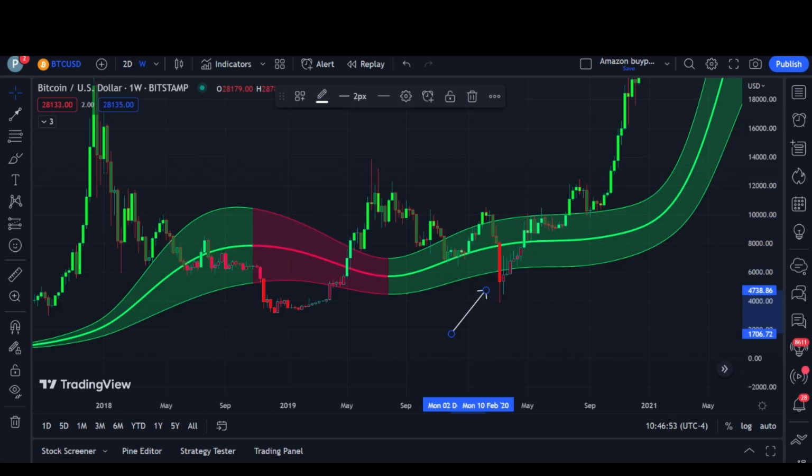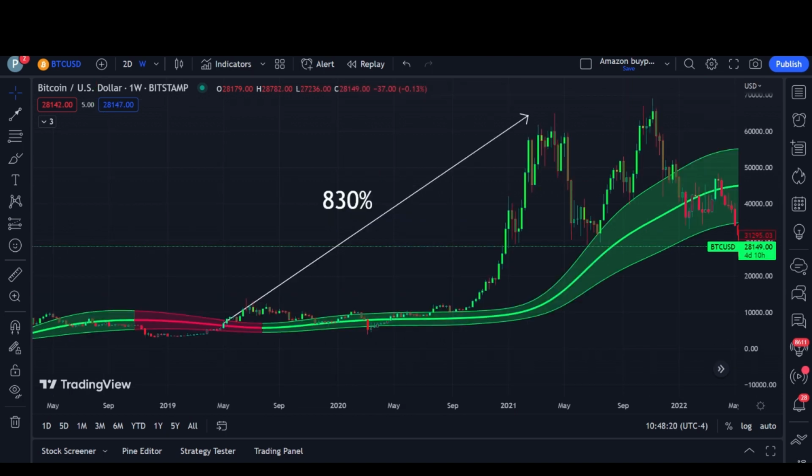Later on, Bitcoin experienced the pandemic dump in 2020, and while it's uncertain how the price action would have looked like if we didn't have the pandemic, Bitcoin did not make a new macro low back then, similar to what happened in 2015. If you bought Bitcoin at a weekly close above the middle line of the Gaussian channel and held until the first stop, you could have had an 830% return.